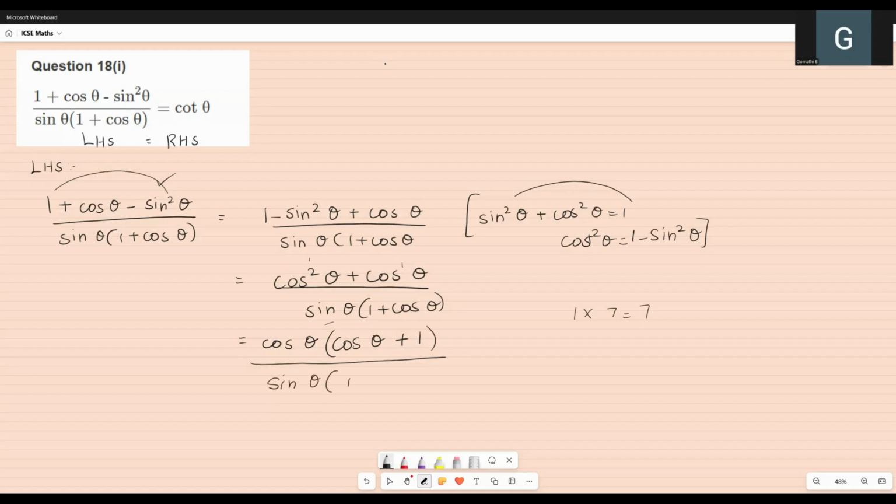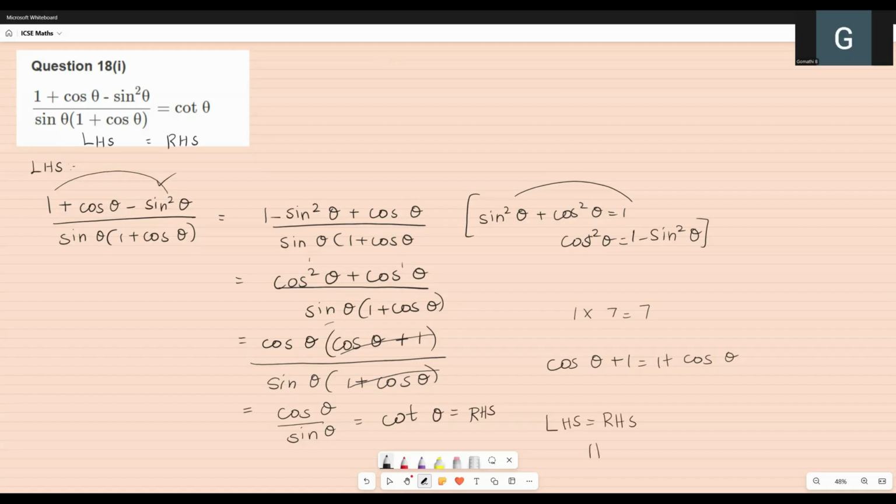So sin theta into 1 plus cos theta. Cos theta plus 1 is also, by the commutative property, 1 plus cos theta. The order may change in addition. So this divided by this is 1. So cos theta by sin theta is remaining. Cos theta by sin theta is nothing but cot theta. That is your right hand side. So we have LHS is equal to RHS, so hence proved.